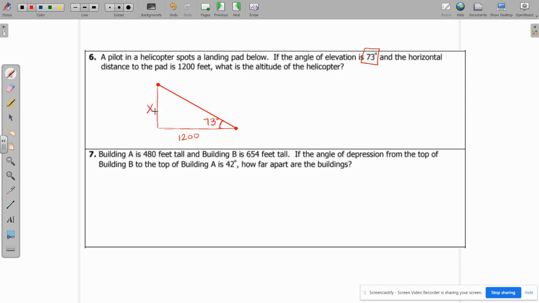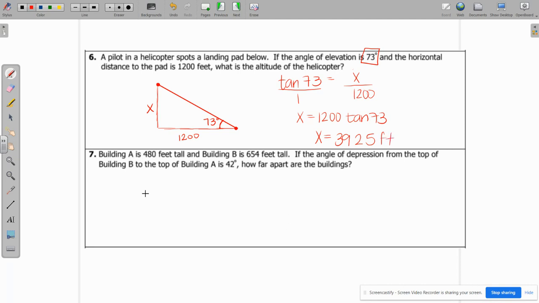So in this case, opposite and adjacent. So we would say that the tangent of 73 equals x over 1200. So dividing by 1, we have our cross product. So 1 times x is x, and 1200 times the tangent of 73. So we would have to type this in our calculator, and we get that x, that altitude, is about 3,925 feet.